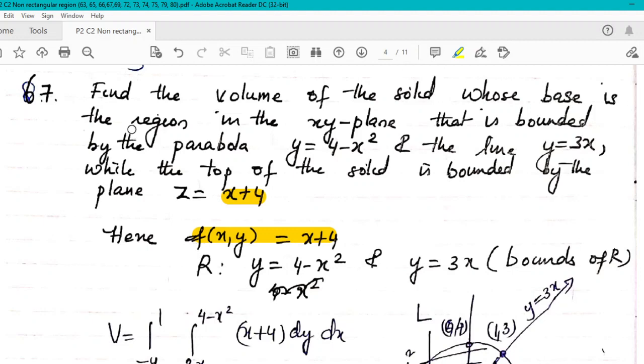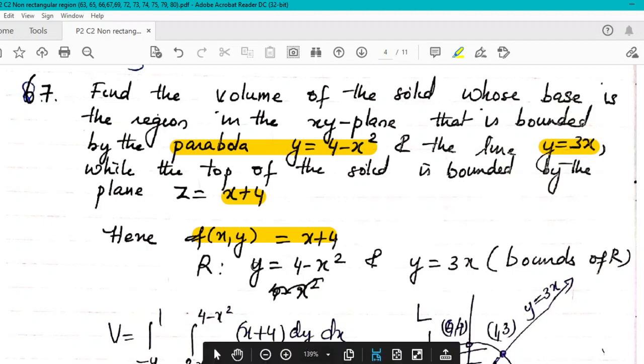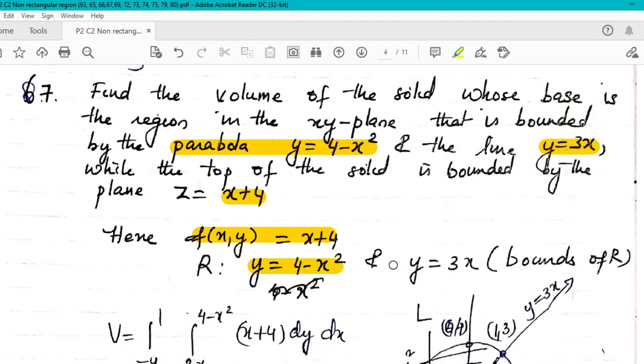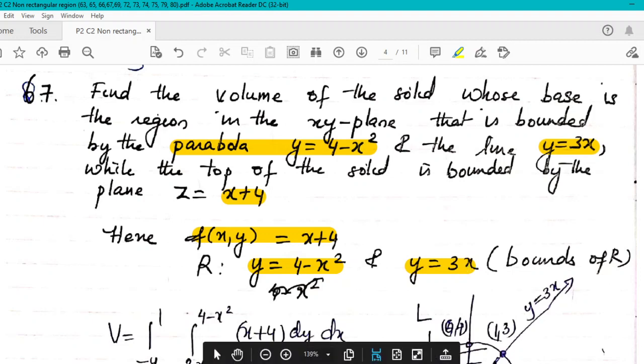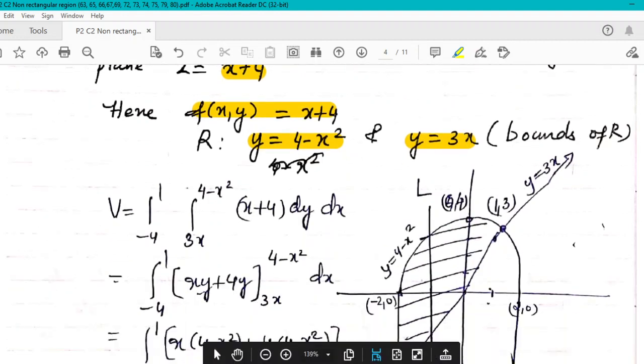The base is the region in the xy plane that is bounded by the parabola y equal to 4 minus x square and the line y equal to 3x. So our region is bounded by the parabola y equal to 4 minus x square and the line y equal to 3x. First we are going to sketch our region properly.